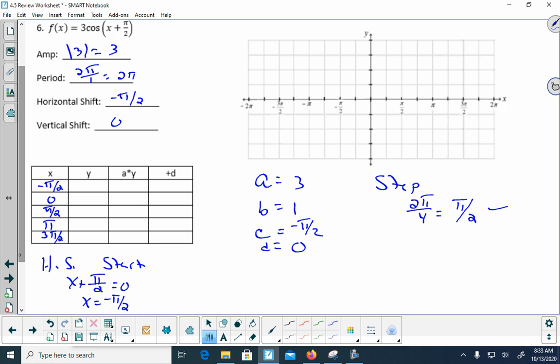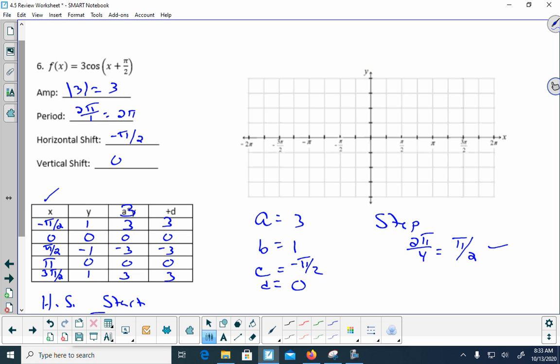This is a cosine curve, so my pattern is 1, 0, negative 1, 0, 1. Multiplying by my A, which is 3, and adding my D, which is 0. And now I'm going to plot the first column and the last column. So no need to change my graph. It's perfect. So I'm going to do negative pi over 2, 3, and then 0, 0, pi over 2, negative 3, pi is 0, and then 3 pi over 2 is 3.